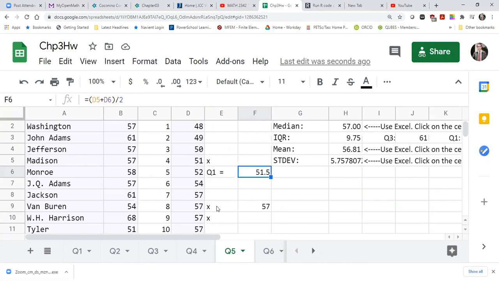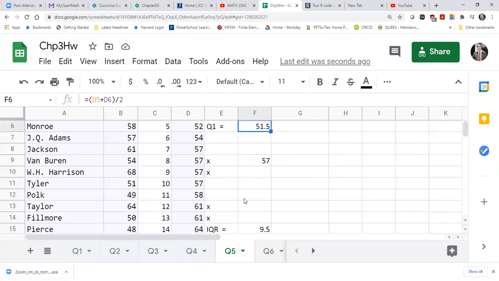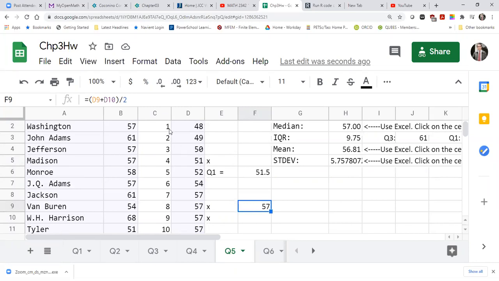You have 16 data, so the middle will be 8 and 9. So the median will be this one here. If you divide by 2, you got this one. So that's the median. This is the first quarter. The first quarter is the middle of the first half. So if you have 8, the middle of the first half will be 4 and 5. So these two guys.